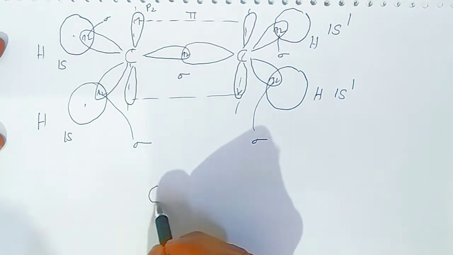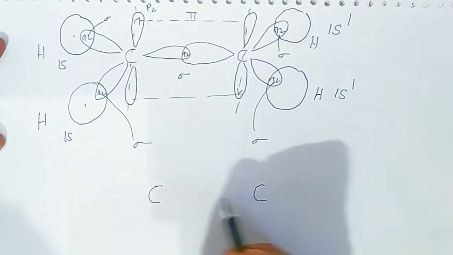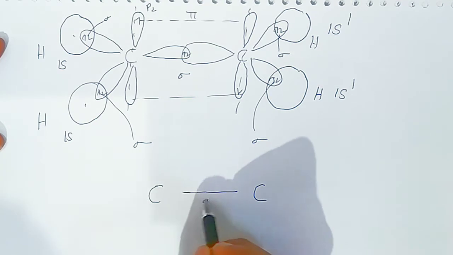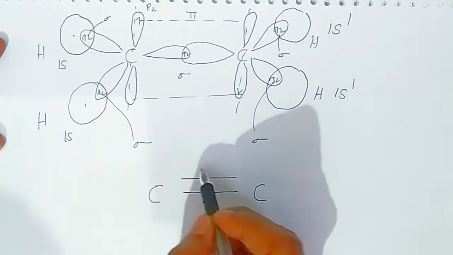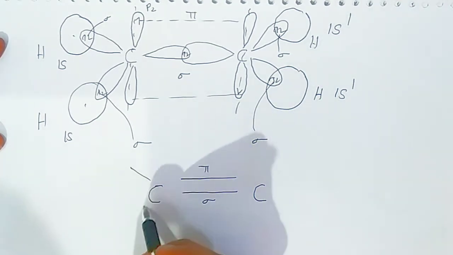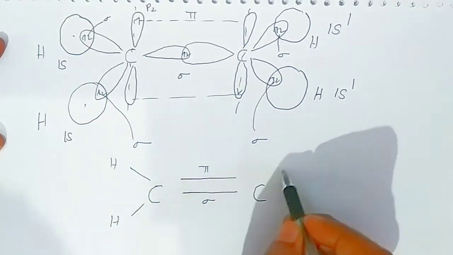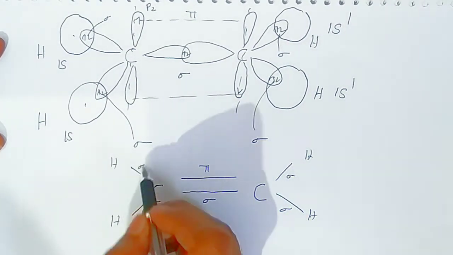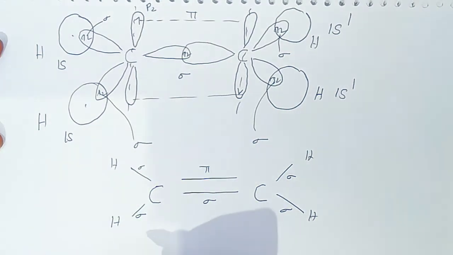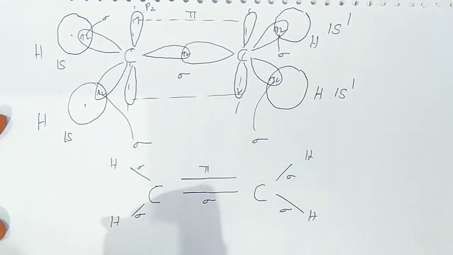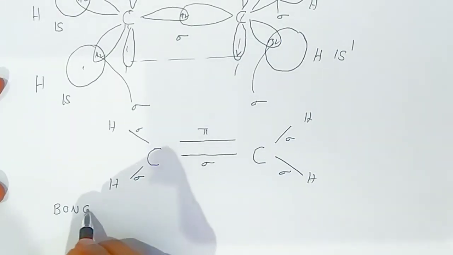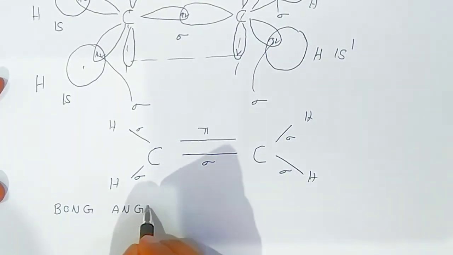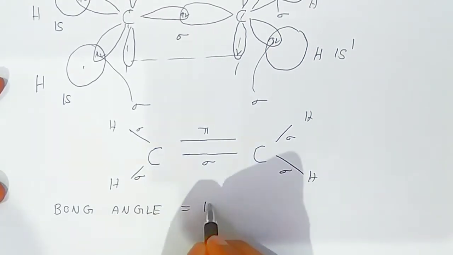So you can show the structure, students, like this: the first carbon, the second carbon, and there is a sigma bond, and there is a pi bond, and these are the hydrogen atoms. Okay students, in total it has 5 sigma bonds and 1 pi bond, and the bond angle, when you see, is 120 degrees. The bond angle in ethene, students, you will find is 120 degrees.